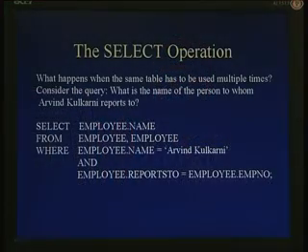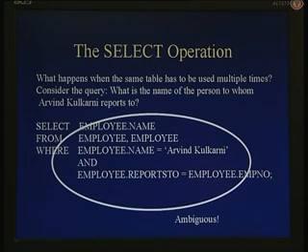So suppose we write a query like this. That is, suppose we try to disambiguate attribute names by putting the table names before them. Such a query is shown here. That is, select employee dot name from employee comma employee, because both employee and manager are both employees. So it says select employee dot name from employee comma employee, where employee dot name equal to Arvind Kulkarni and employee dot reports to equal to employee dot emp number. Obviously, you see that there is quite a bit that's wrong here. You don't know which employee table you are referring to. Is it the first employee table or the second employee table? So this is still ambiguous.